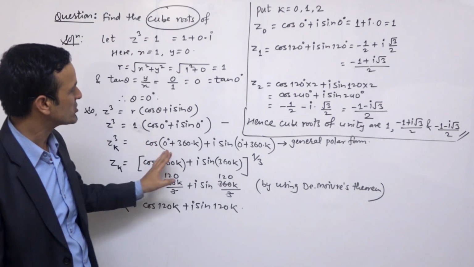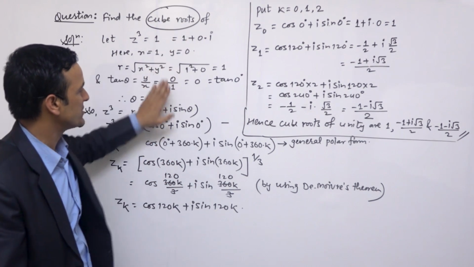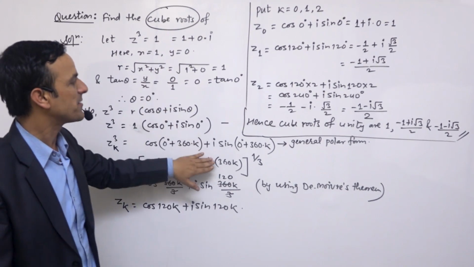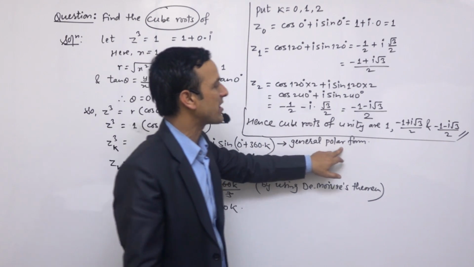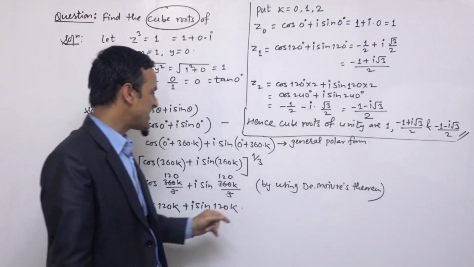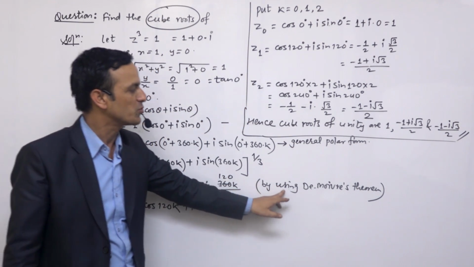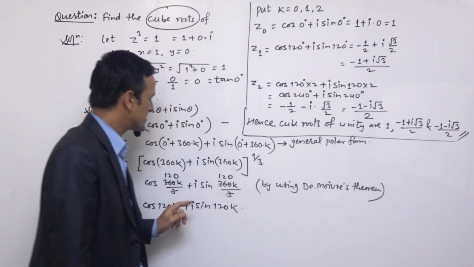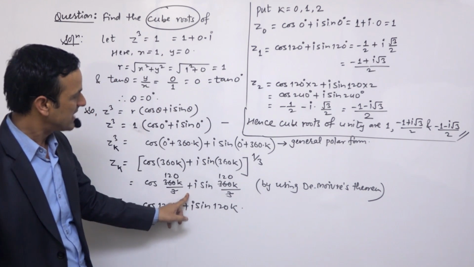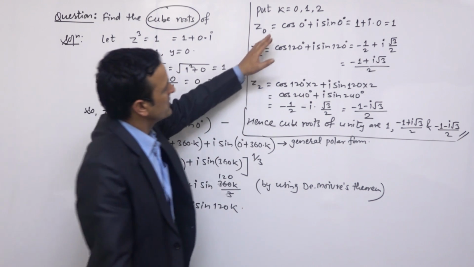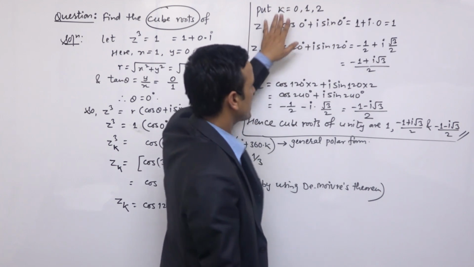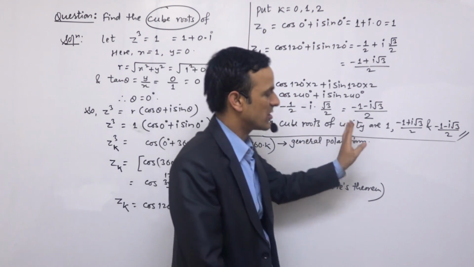So for this, first of all we should convert the question into polar form. Then after that we can change it into general polar form. We have to generalize. Then we can use de Moivre's theorem in terms of k, and we put the value of k as 0, 1 and 2 turn by turn. So finally we get the solution.